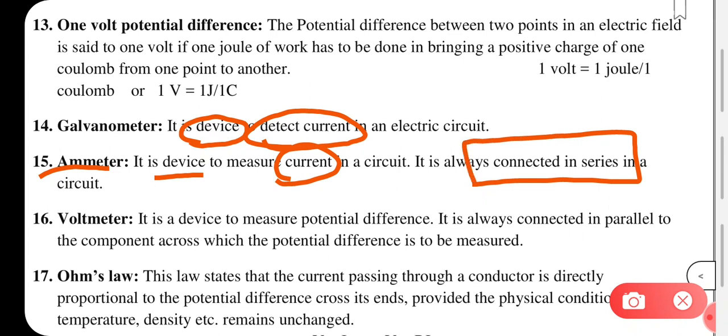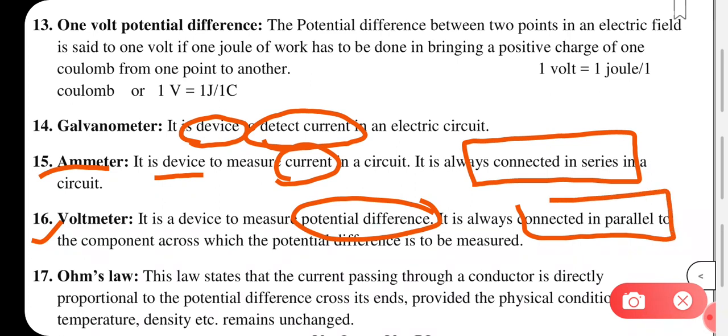Now coming to voltmeter. A voltmeter is a device to measure potential difference. It is always connected in parallel to the component across which the potential difference is to be measured. So an ammeter has to be connected in series in order to calculate the current flowing through the electric circuit, and a voltmeter measures between the 2 points, so it has to be connected in parallel to those 2 points where the potential difference has to be measured.